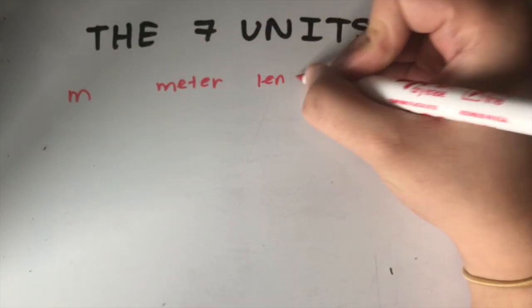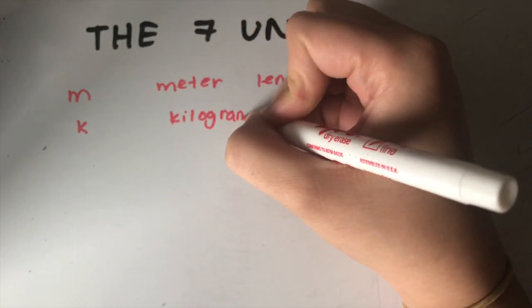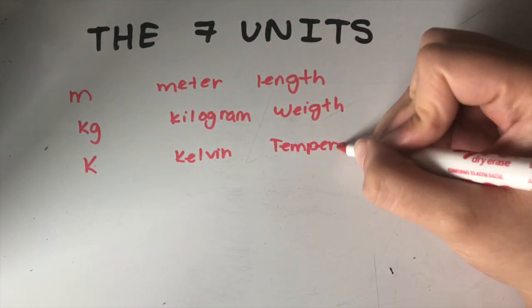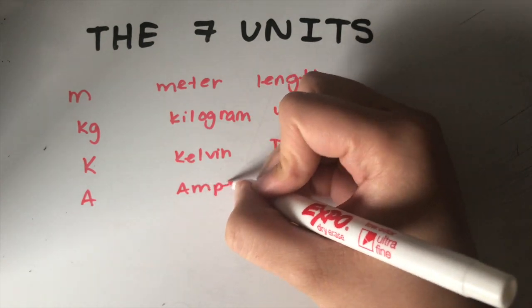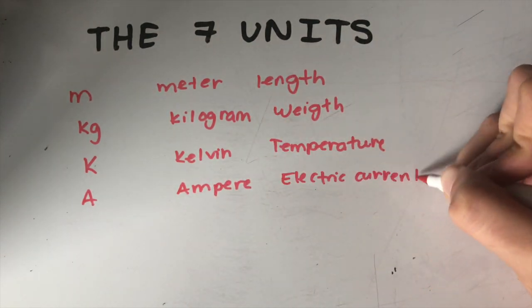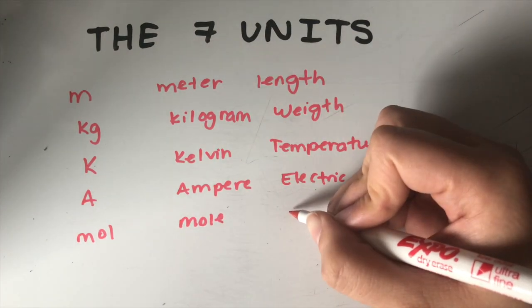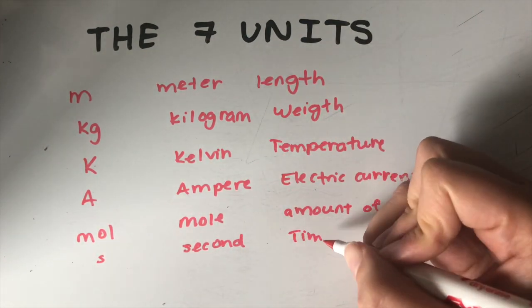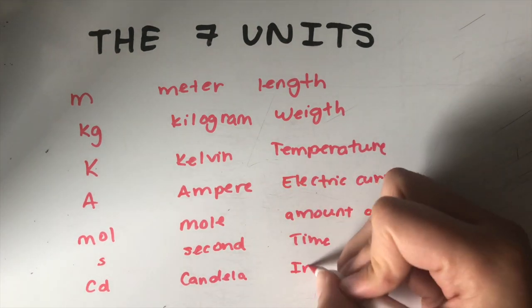The metric system contains 7 units. You can see them right here. Then, all the other units of the SI system are derived from those units. For instance, the SI unit for speed is meters per second, so meters and second are both in the 7 original units.